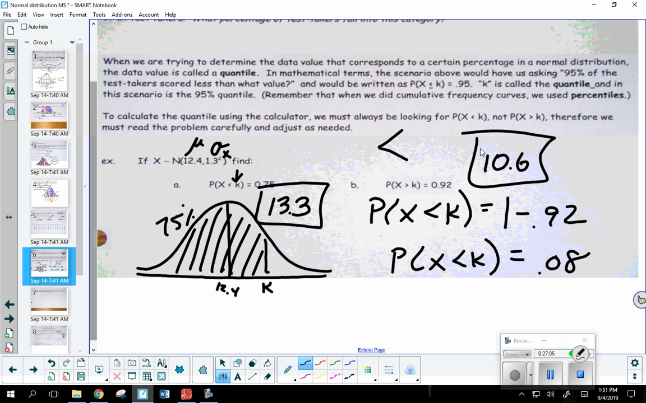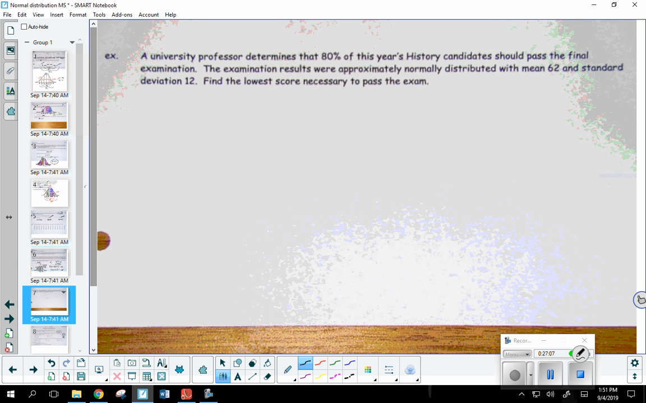Okay. Well, I think there's one problem left. A university professor determines that 80% of this year's history candidates should pass the final examination. The examination results were approximately normally distributed with a mean of 62 and a standard deviation of 12. Find the lowest score necessary to pass the exam. All right, so try this one on your own. You have to ask yourself, is it going to be more like A or B that we just did?